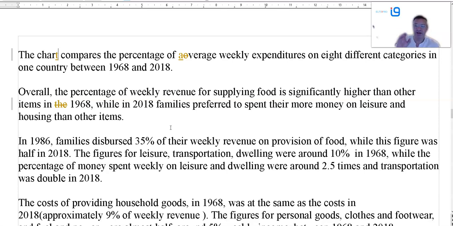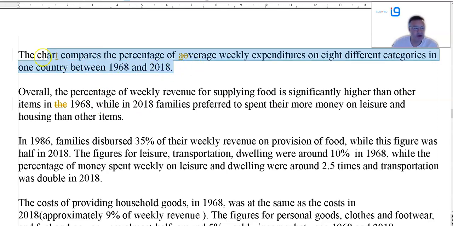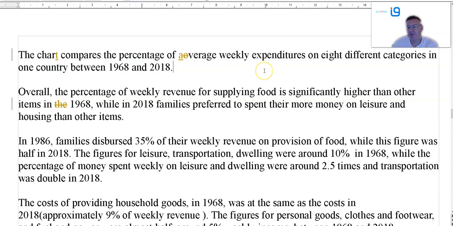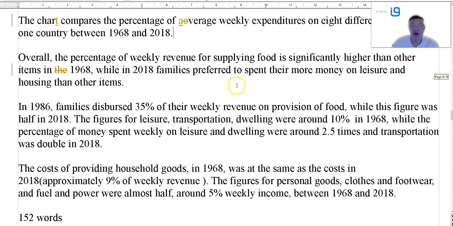Out of the categories, how many are going up? So there's like 5 that go up, and there's only 3 that go down. So in general, it's a rising trend. That's what you've got to do and talk about. Okay. So the chart compares the percentage of expenditure in different categories in one country. Usually you all get the introductions good, but then it's the overview.